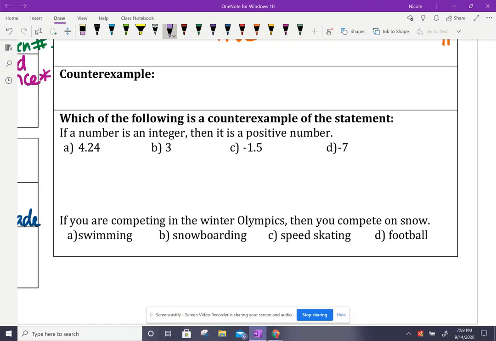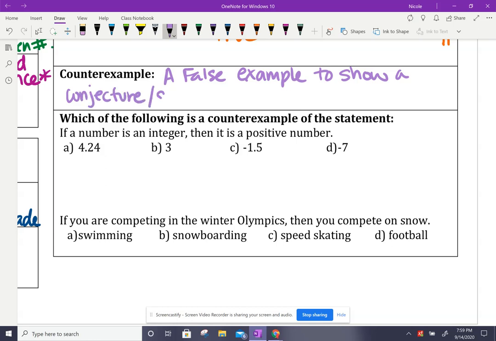Now, a counterexample is a false example to show a conjecture or statement is not true. So it's the example that you can come up with to say, oh no, this is not the only way this can happen.